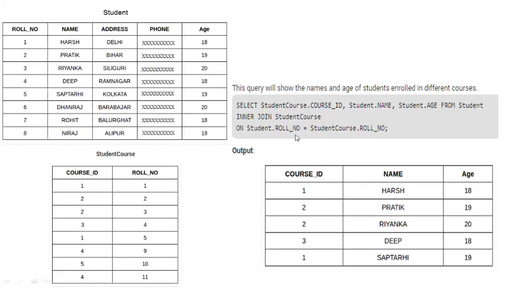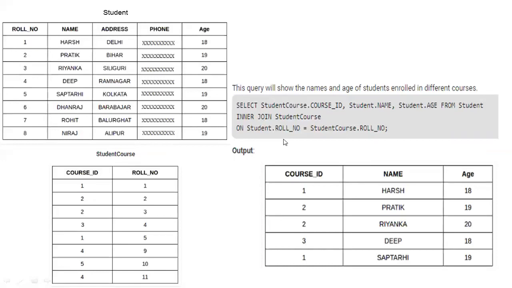The roll number is present in the student table, and you also have the roll number in the student course table. So you are just comparing them. This is actually an EQ join, because you are using the equal sign here while performing the inner join. So this is an example of the EQ join.